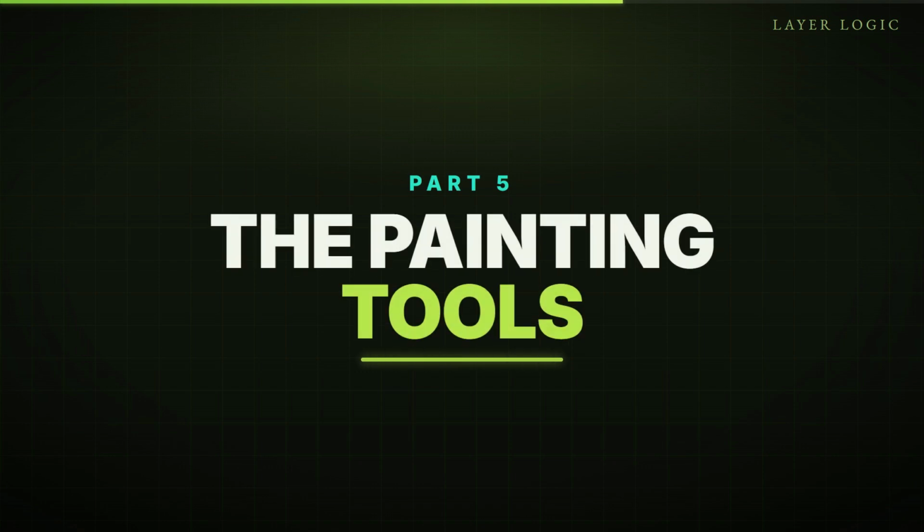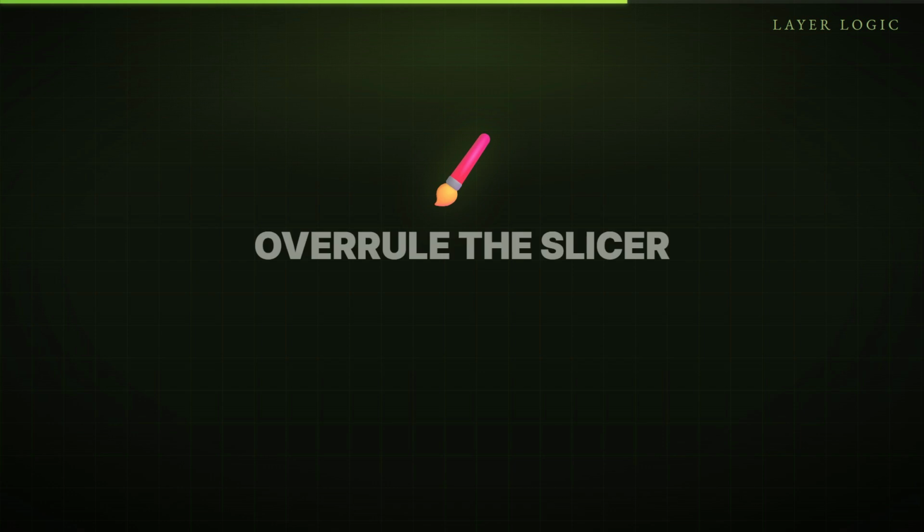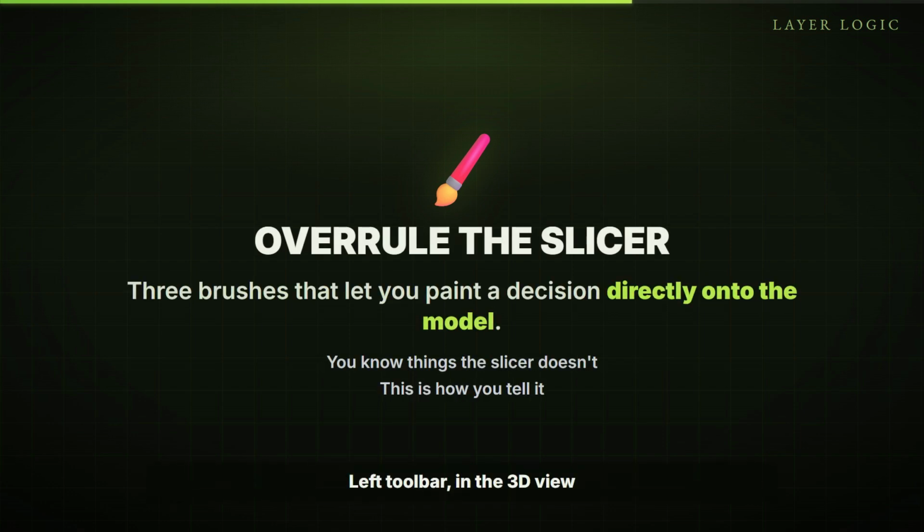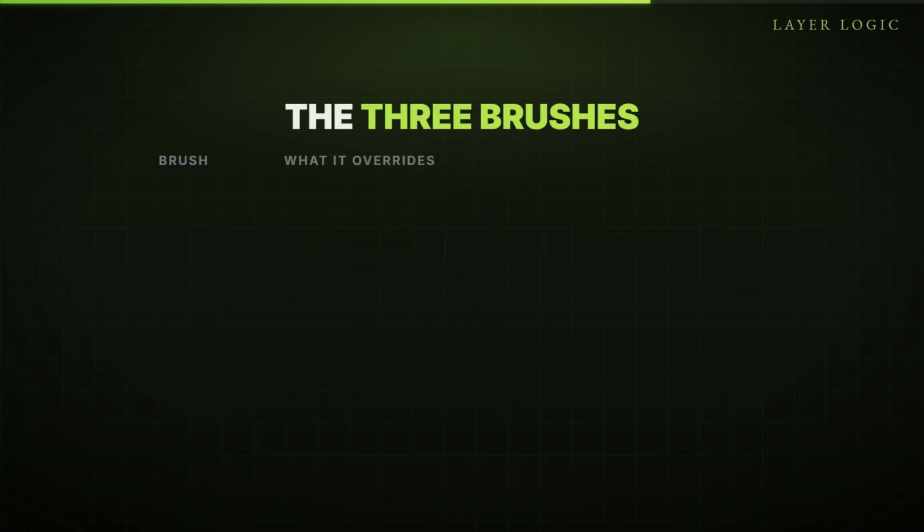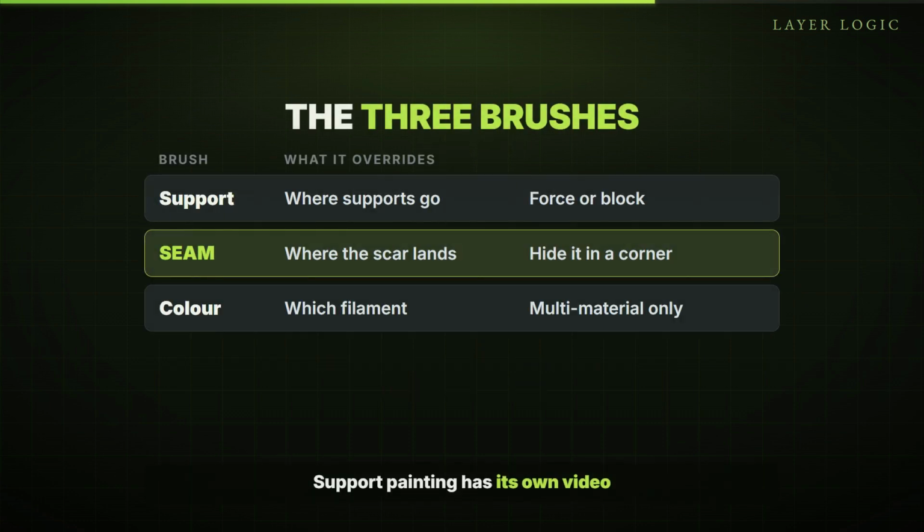Chapter 5, the painting tools. The left toolbar has 3 brushes, and each one lets you overrule the slicer on a specific decision by painting directly onto the model in the 3D view. Support painting lets you force supports where the slicer missed something or block them somewhere you know you can bridge. We cover that properly in its own video.